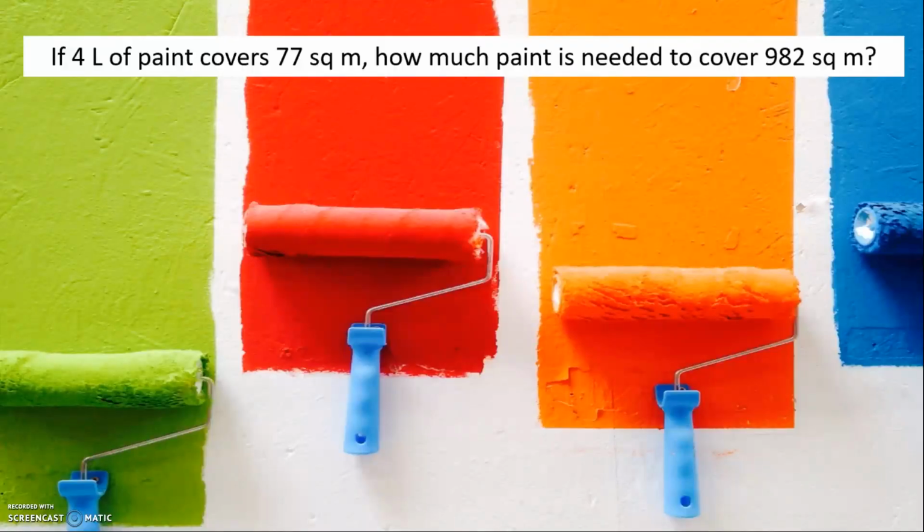Try the following. 4 liters of paint cover 77 square meters. How much paint will be needed to cover 982 square meters? Choose from the following options.